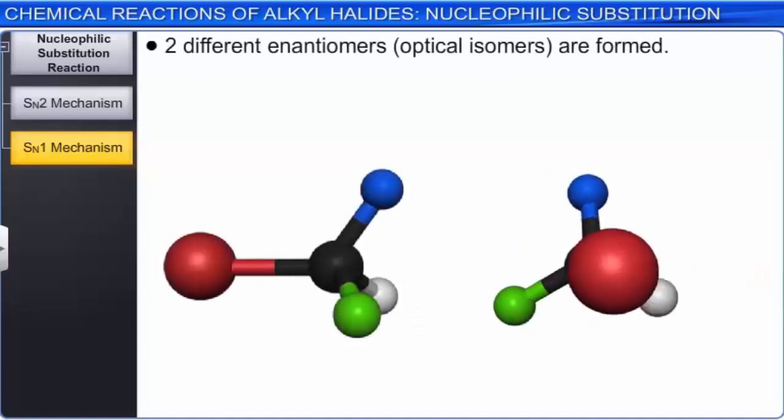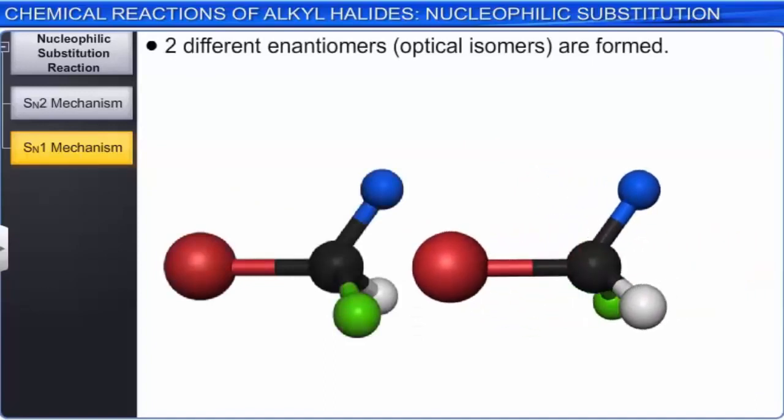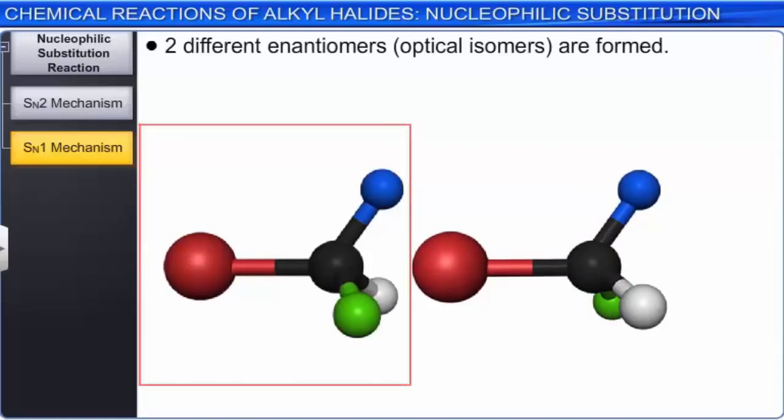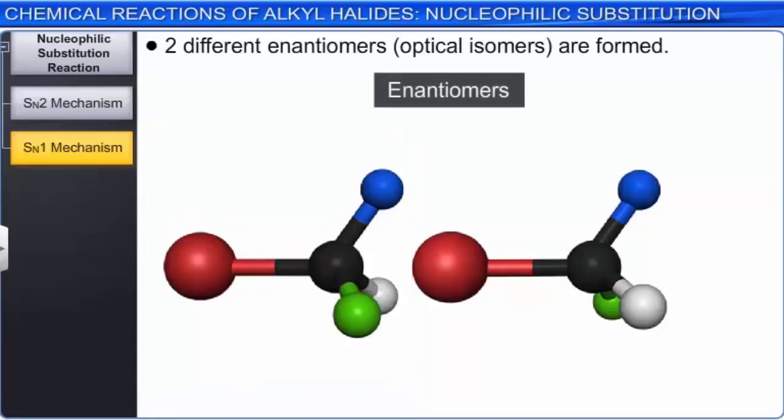Even if we rotate the right-hand molecule around the bond between the black and blue atoms, it still doesn't match the left-hand molecule. We call these enantiomers. In the SN1 mechanism, both enantiomers are equally likely to form. This is called racemization. And such 50-50 mixtures are called racemic mixtures.